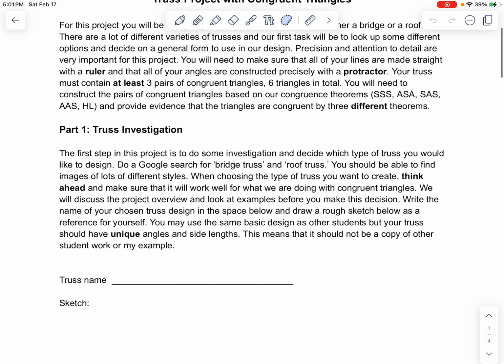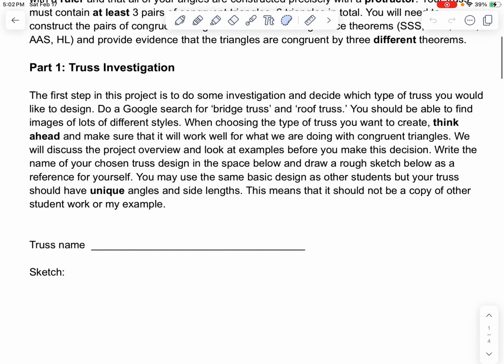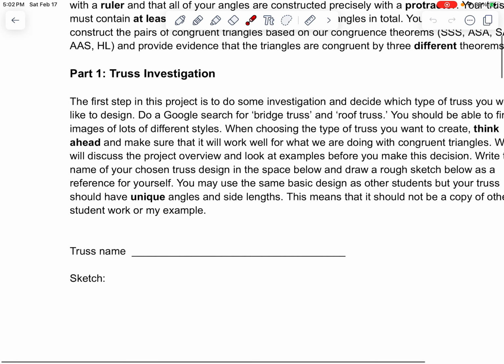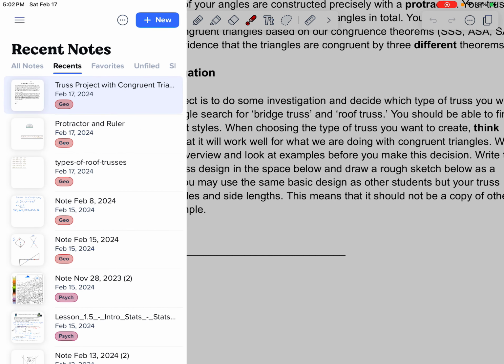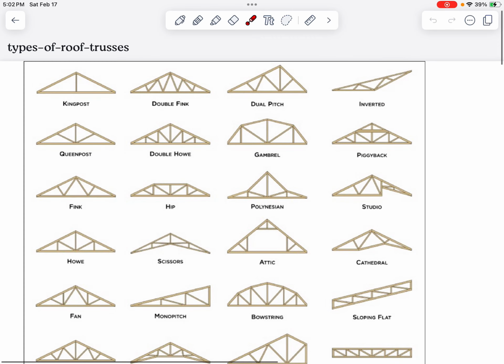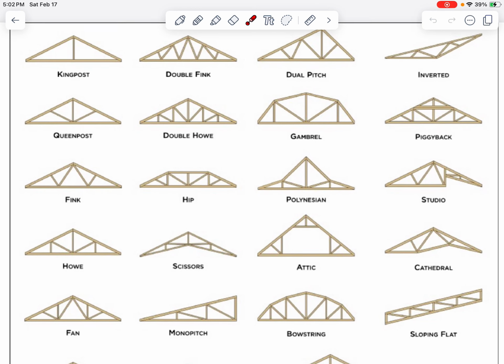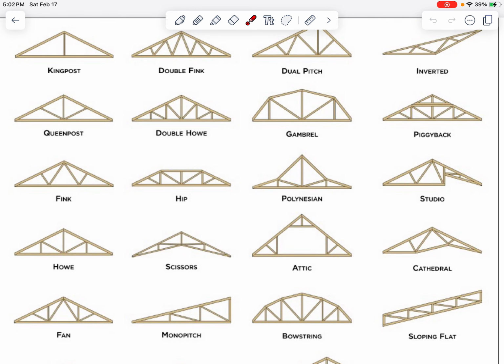So the first thing we are going to do once we begin the actual project is choose a design. This could be a design of a bridge, or the design of a roof truss. They're going to look a little bit different because they're used for different types of constructions. Really quickly, I'm going to go over some examples. You can just look this up on Google and decide what kind of design you want to use.